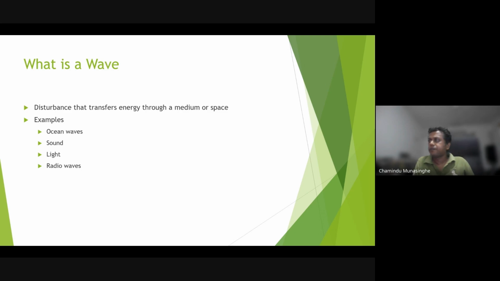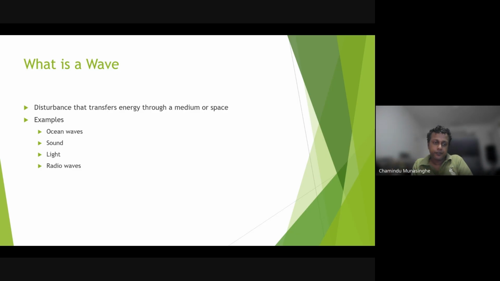So what is a waveform? Essentially, a waveform is a disturbance that transfers energy through a medium or vacuum space. For example, when you go to the ocean, you see waves. And if you drop a pebble into a pond, you will see a wave that travels and that transfers energy. So basically, in a waveform, the physical medium doesn't move, it oscillates, but the energy gets transferred.